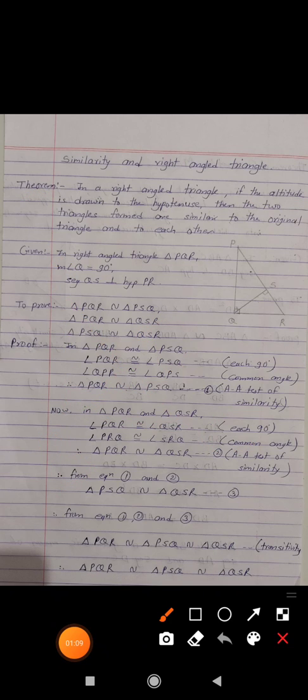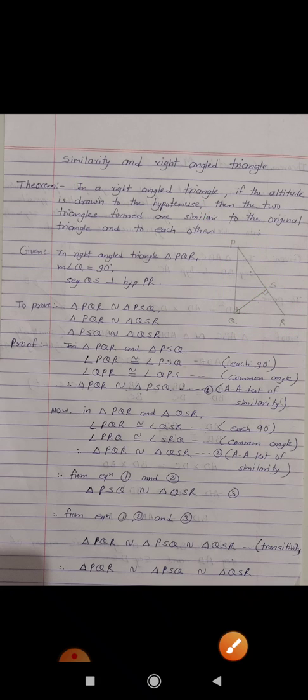So this statement is our given. So these are our given points. So here I write, in right angle triangle, here I sketch triangle PQR, measure of angle Q is equal to 90 degree, and this segment QS, which is the altitude, segment QS is perpendicular on hypotenuse PR. Let's move to prove.